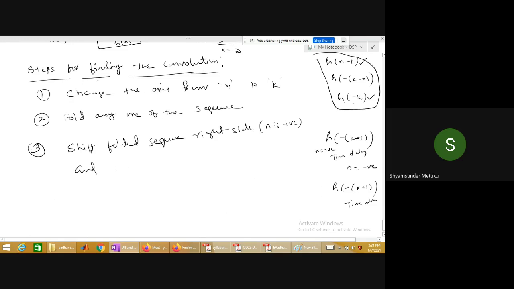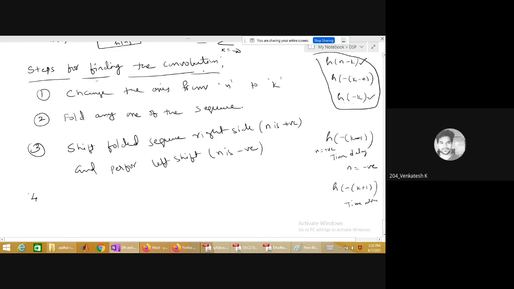And perform left shift if n is negative. Is it clear? Step 3: Shift the folded sequence right side if n is positive and perform the left shift if n is negative. Is it clear to all of you?